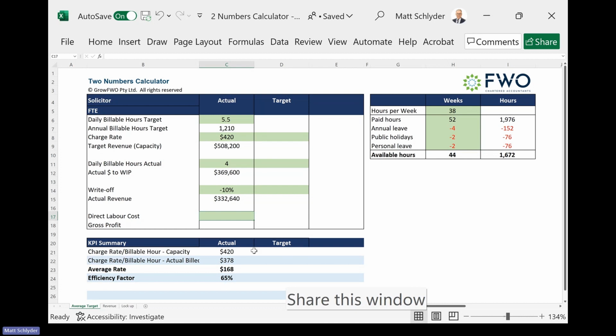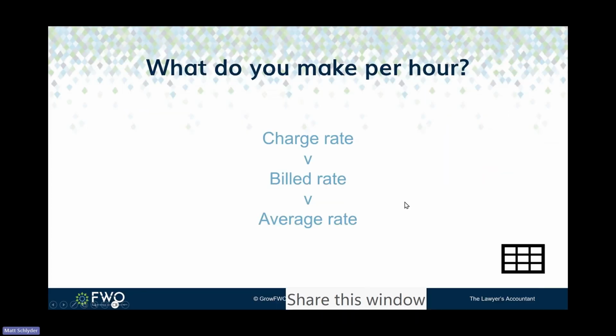But you can see this massive difference. And that's one of the key things that you need to get your team educated on. They need to understand that, hey, that's what your charge rate is, but that's not what we make per hour. What we make per hour is something far, far less than that. Okay, so that's those three numbers. So just park that in the back of your mind now, and we'll come back to that table again shortly.